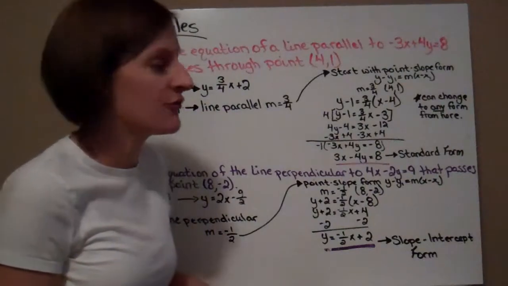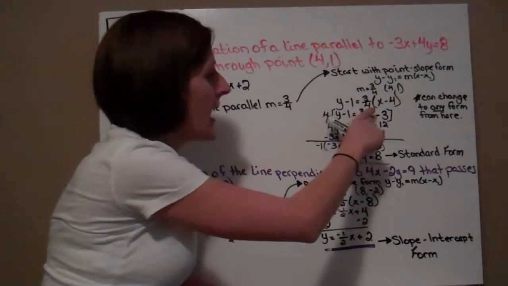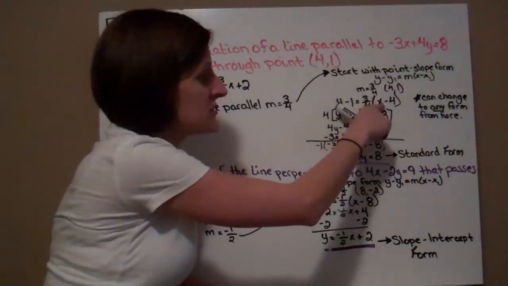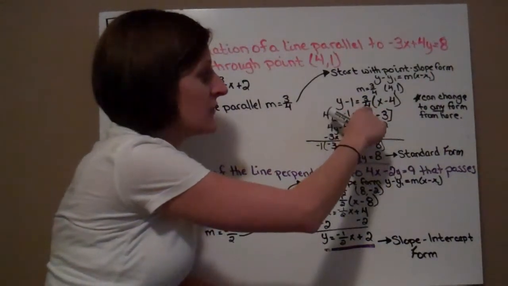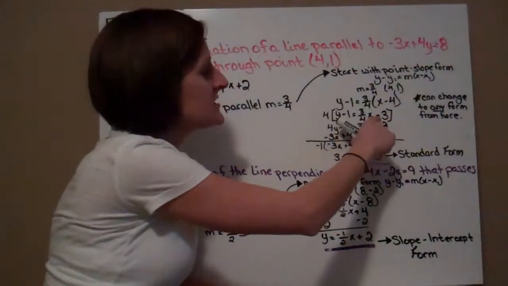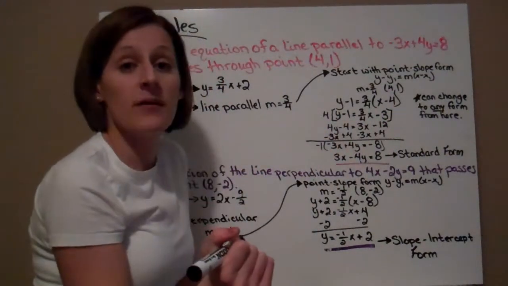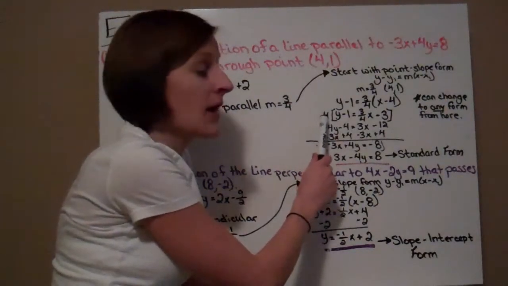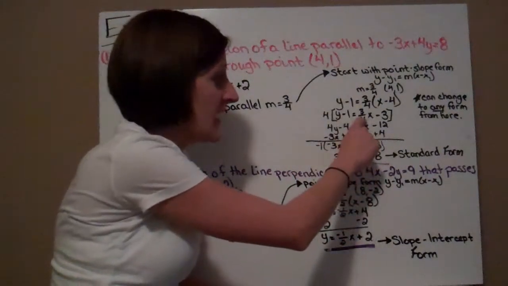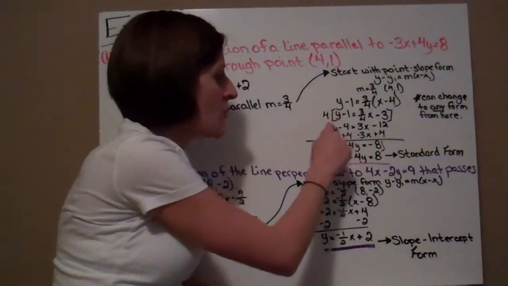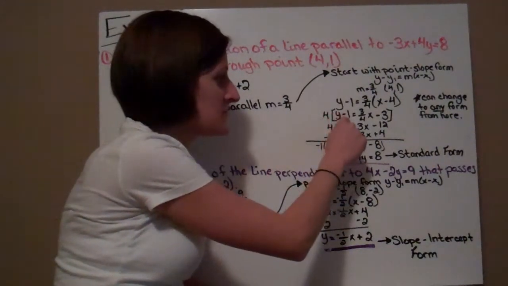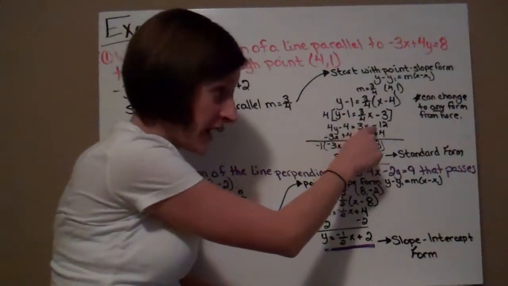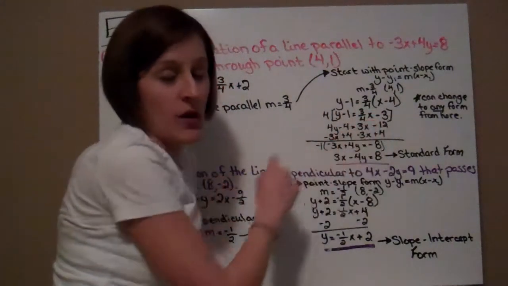Let's do standard form. So I'm basically going to distribute this 3/4. 3/4 times x is 3/4 x. 3/4 times 4 is 3. So I need to get rid of my fraction. Remember, standard form can't have fractions, so I'm going to multiply by the denominator of that fraction. So 4 times y is 4y. 4 times minus 1 is minus 4. 4 times 3/4 x is 3x, and 4 times 3 is 12.